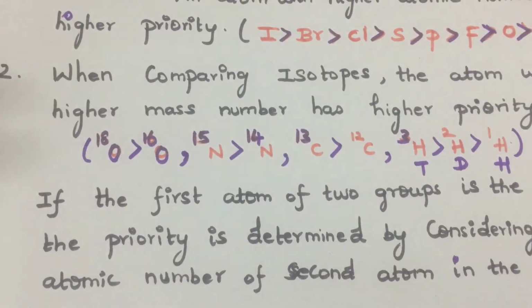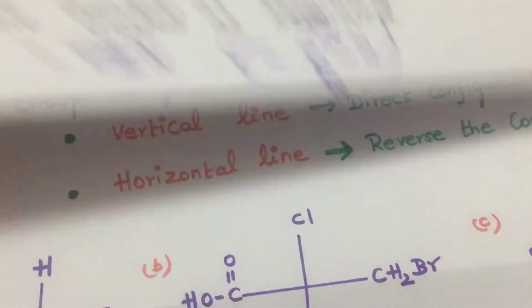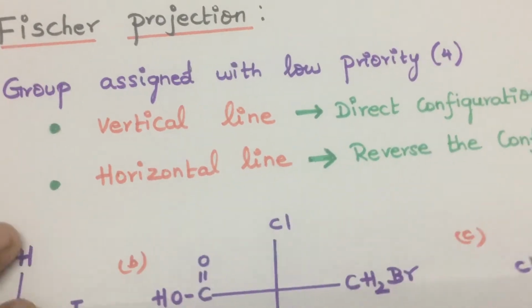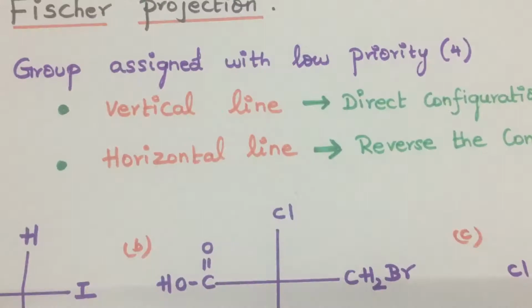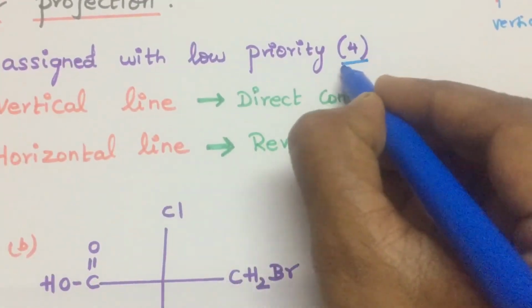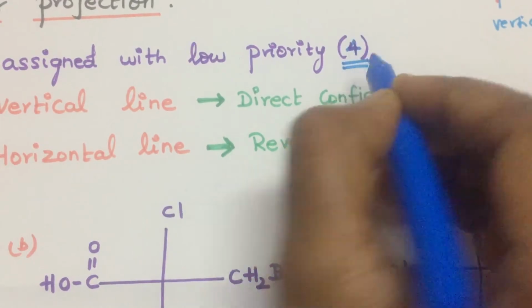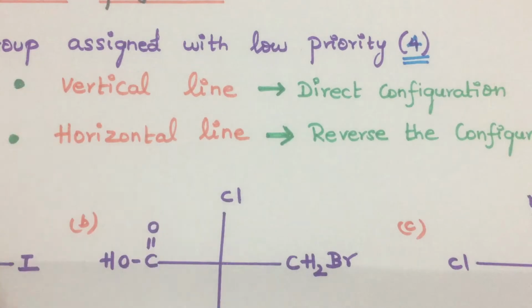For isotopes, we have to give priority to the higher mass number, and if the first atom is the same, we have to move along the chain till we strike a difference, second atom, third atom, like that. So the rules are the same. But when you come to Fischer projection, the group assigned with low priority, that is the group assigned with the number 4, if it is in the vertical line, then there is no problem.